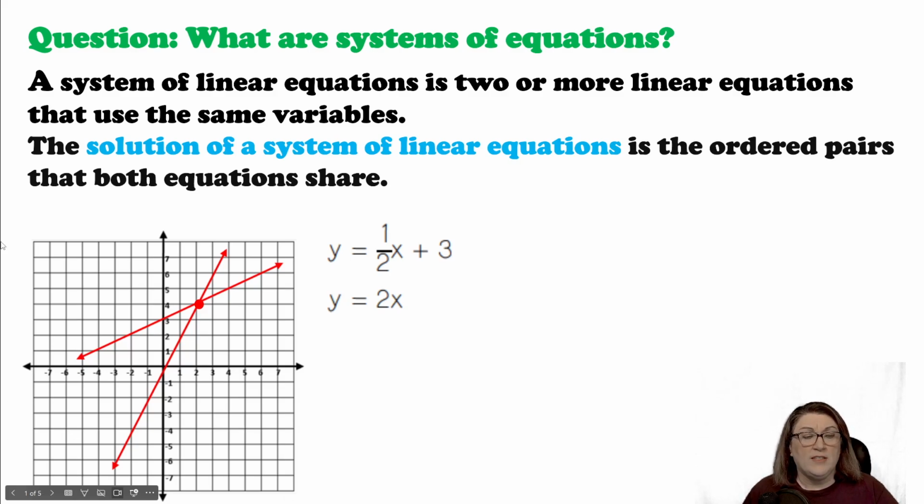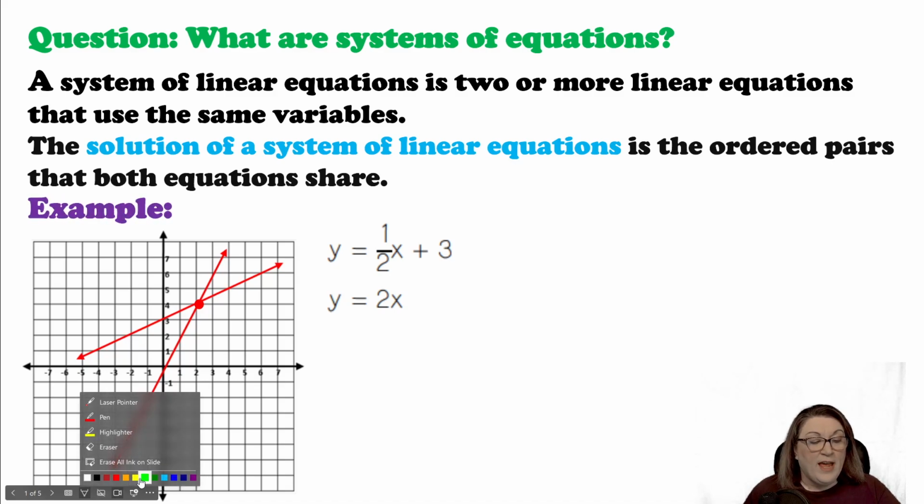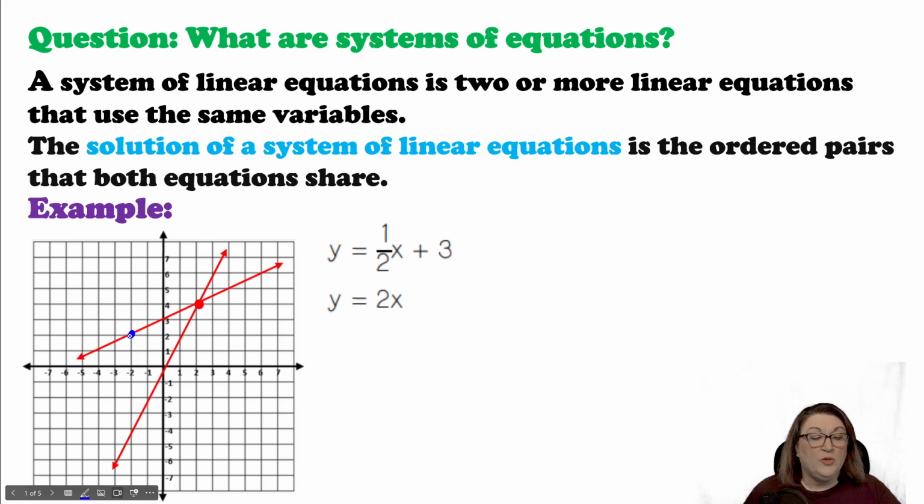So if you're looking at this equation here, y equals 1/2 x plus 3 and y equals 2x. That is a system because that is two separate equations. And the solution for a system of equations is the ordered pairs that both of the equations share. So if you look at the lines that are here, if I have a point right here, the blue point that I'm drawing, that solution is just for this line that it's on. It's not for the second line, okay?